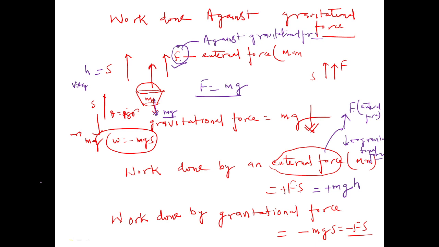Here a body of mass m is lifted vertically upward through a distance h. The force required to lift the body is equal to the weight of the body, mg, where g is simply the acceleration due to gravity. And the work done in lifting the body is the weight of the body multiplied by the vertical distance.